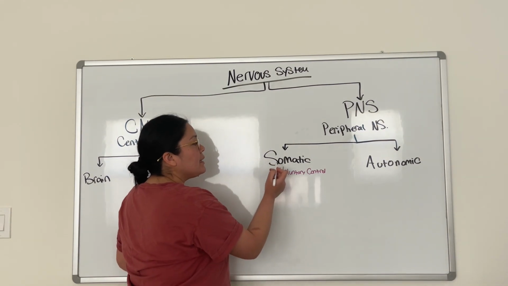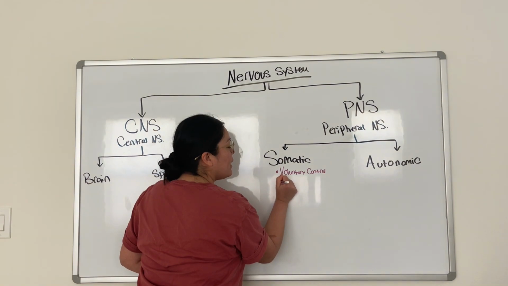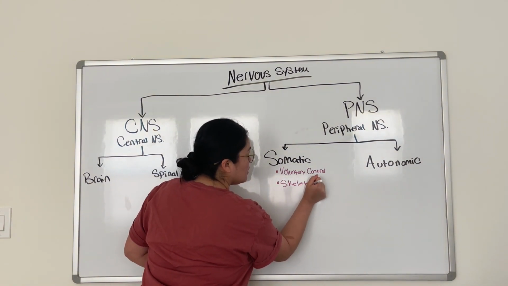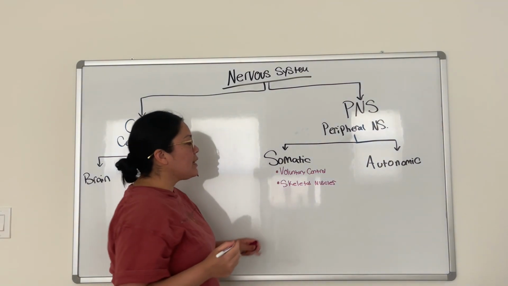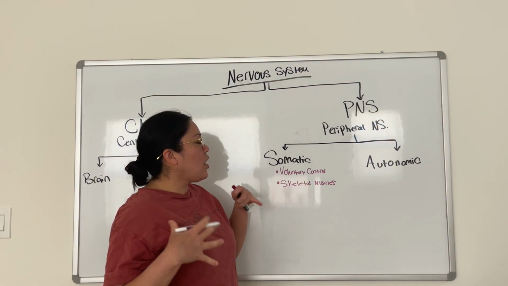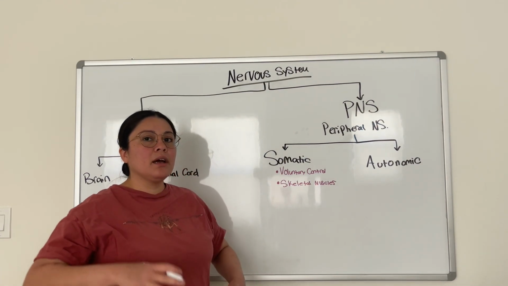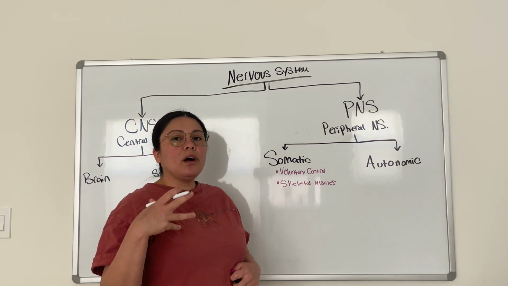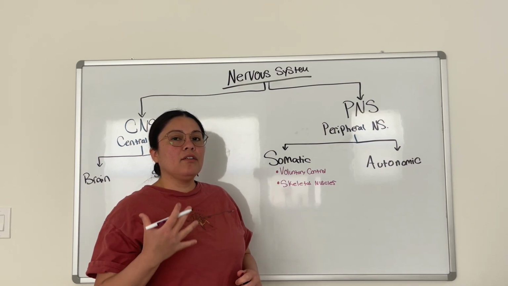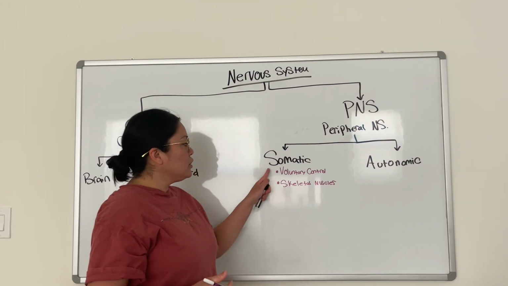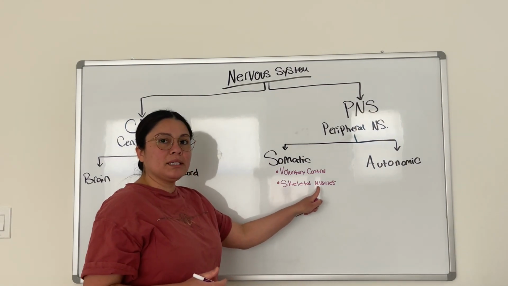Now, the somatic system is going to affect your skeletal muscles. So you can think of it like this. If you voluntarily, consciously think, I want to jump, I want to skip, I want to run, I want to throw a ball, well, all of these movements really involve mainly your skeletal system, right? Your skeletal muscles to move you. So it's going to affect your skeletal muscles.